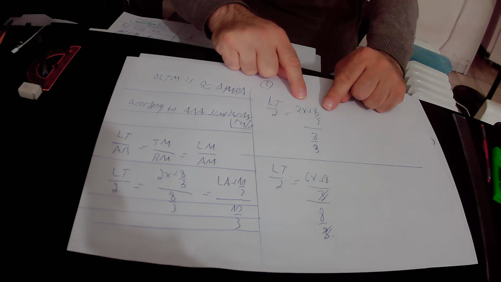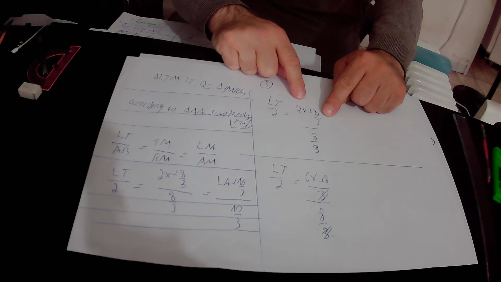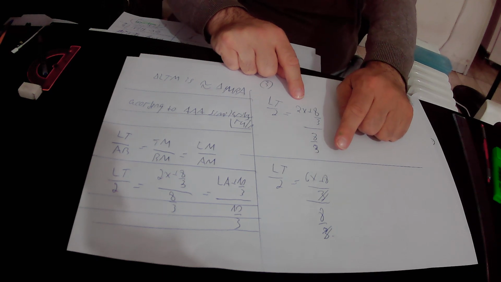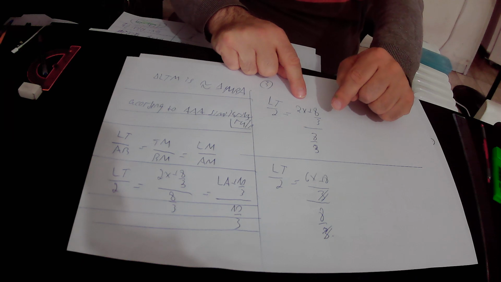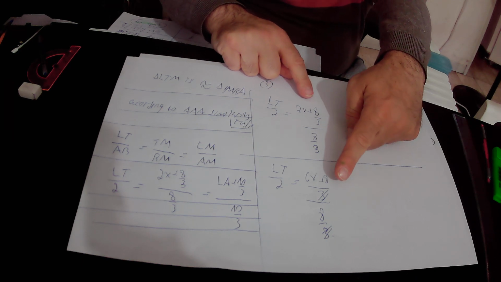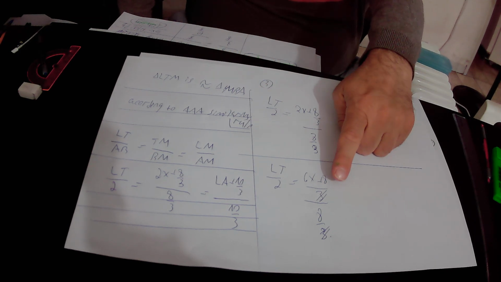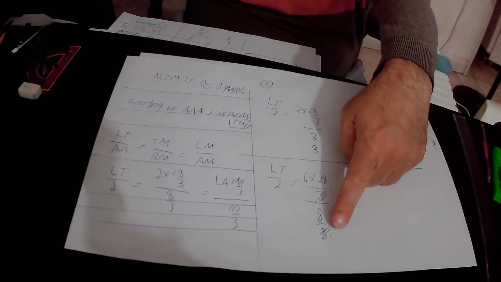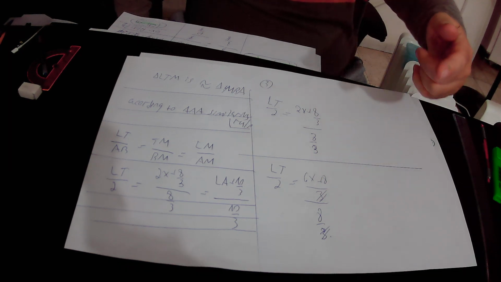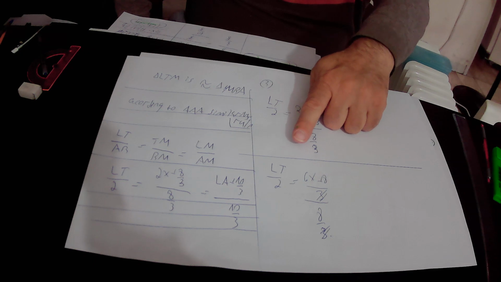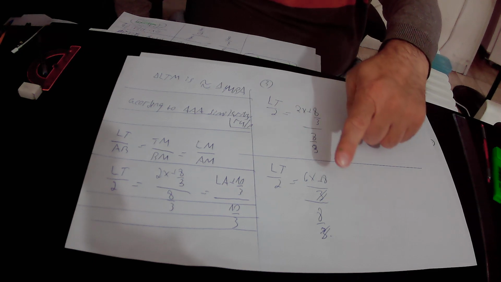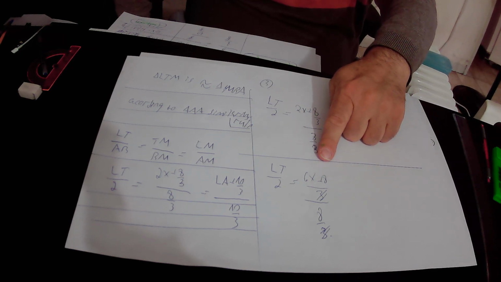We multiply 2x by 3 and then divide by 3 in order to overcome the factor of 8 over 3. So 2x times 3 is 6x, so in the numerator of this expression, we have 6x plus 8 over 3 divided by 8 over 3. On this side of the equation, we have 3 in the numerator and 3 in the denominator, so 3 gets cancelled. After we cancel 3, we get that LT over 2 equals 6x plus 8 over 8.